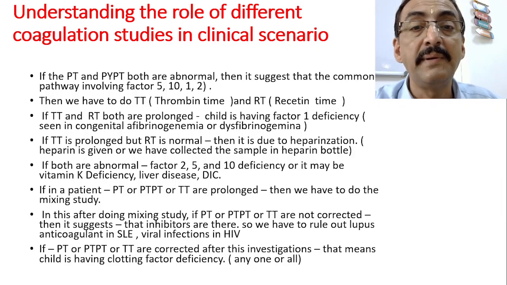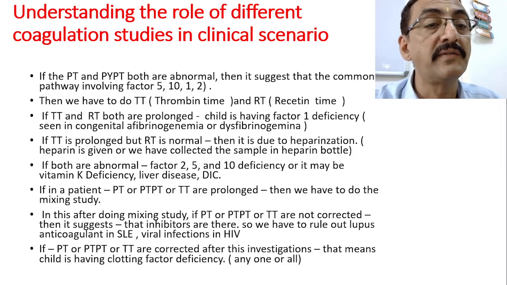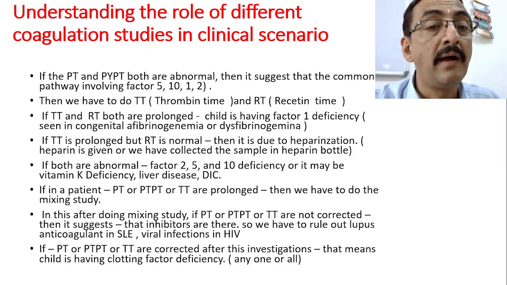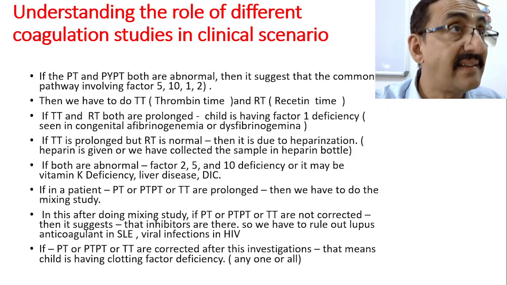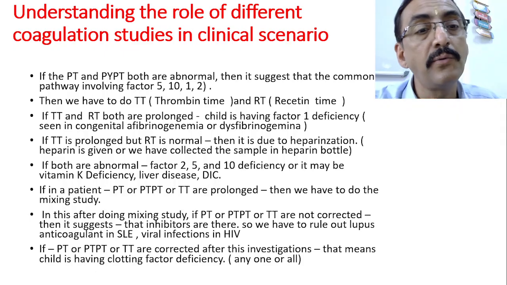Okay, so we have to rule out some of the inhibitors. So we have to rule out disorders like lupus anticoagulant in SLE, or some of the viral infections like HIV, etc.